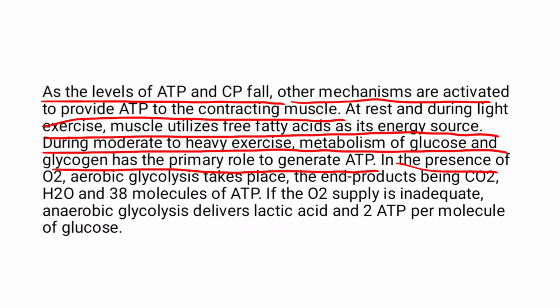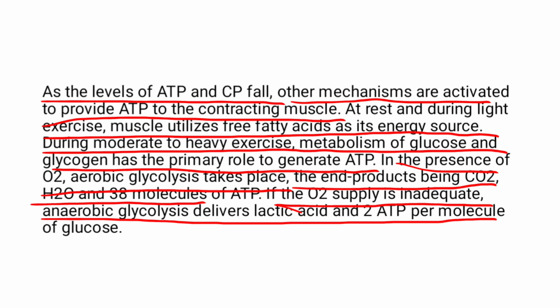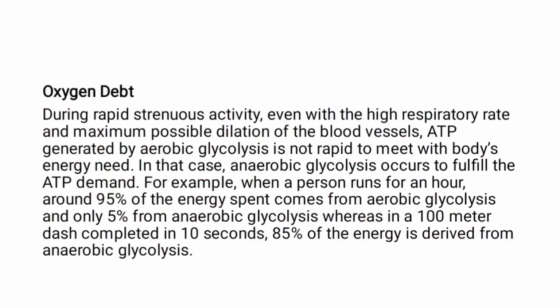During moderate to heavy exercise, metabolism of glucose and glycogen has the primary role in generating ATP. In the presence of oxygen, aerobic glycolysis takes place, the end products being carbon dioxide, water, and 38 molecules of ATP. If oxygen supply is inadequate, anaerobic glycolysis delivers lactic acid and 2 ATP per molecule of glucose.